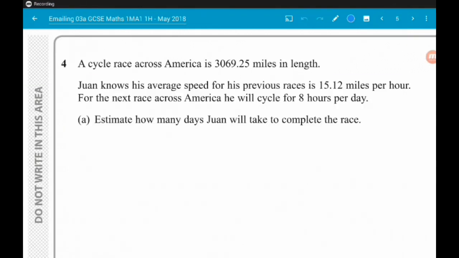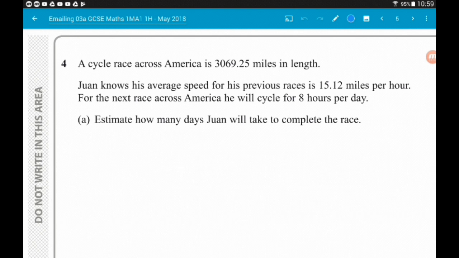Question 4. A cycle race across America is 3,069.25 miles in length. One knows his average speed for his previous races is 15.12 miles per hour. For the next race across America, he will cycle for 8 hours per day. We want to estimate how many days one will need to complete this race.